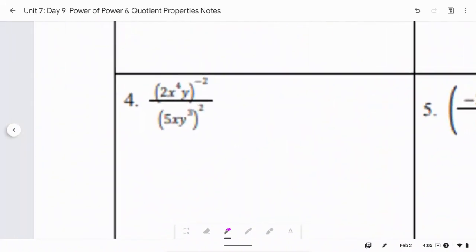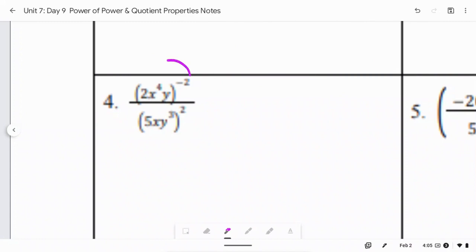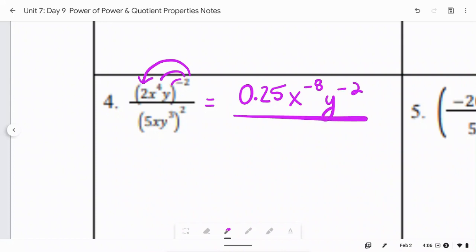In example 4, we're going to distribute the exponent. Now careful, because 2 to the negative 2 power is actually going to give you a decimal answer. So you get 0.25 and then multiply exponents. So x to the negative 8, y to the negative 2. Now on the bottom, we're going to do 5 to the 2nd power, which is 25. Then I get x to the 2nd and y to the 6th.